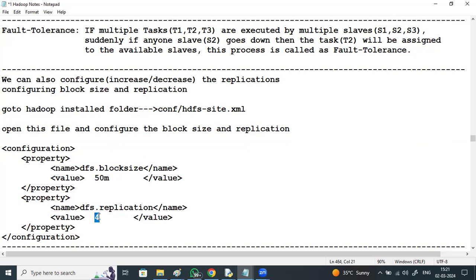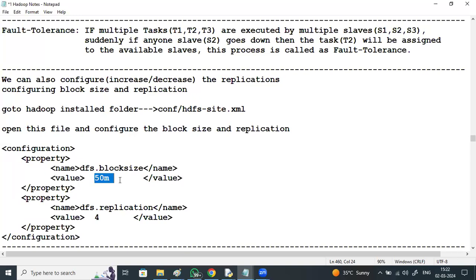Here, go to the Hadoop install folder, open the hdfs-site.xml file, and find the property with opening and closing tags, name dfs.replication. By default, it takes 3. If you want to increase to 4 or 5, you can increase it here. Block size also, if you want 50 MB or 100 MB; by default it is 64 MB, and in the latest version 128 MB.